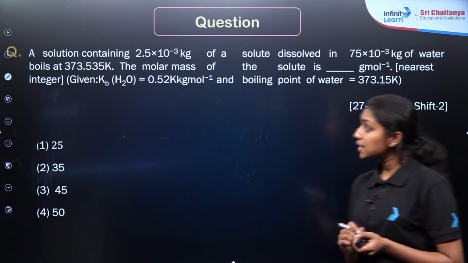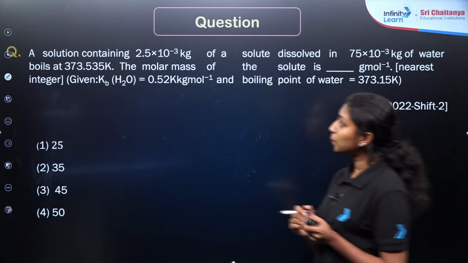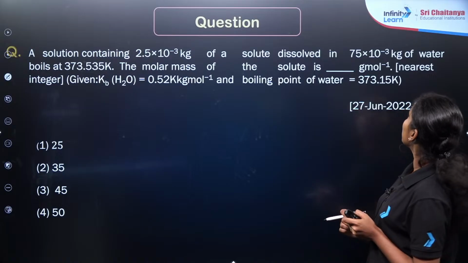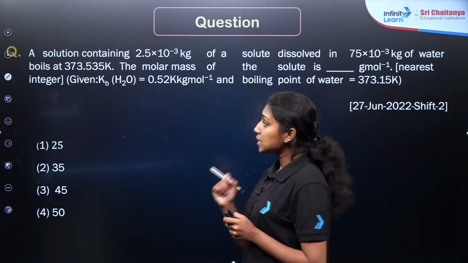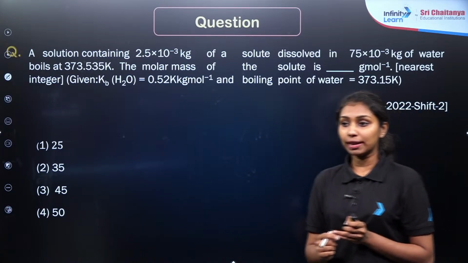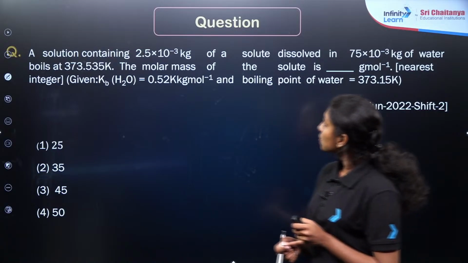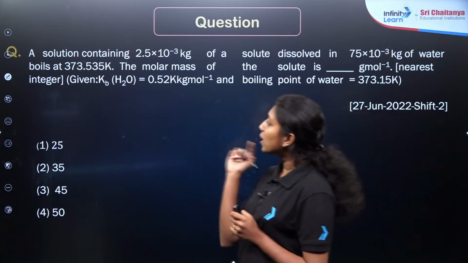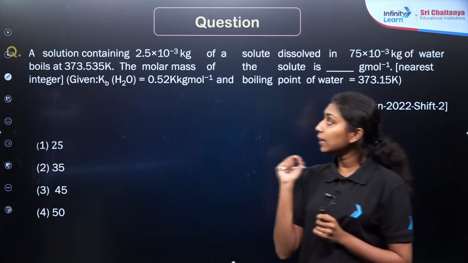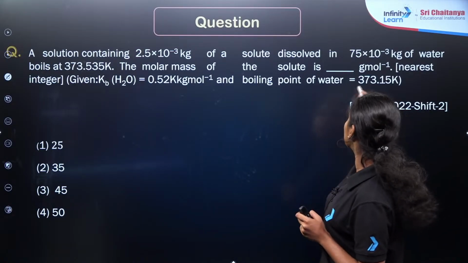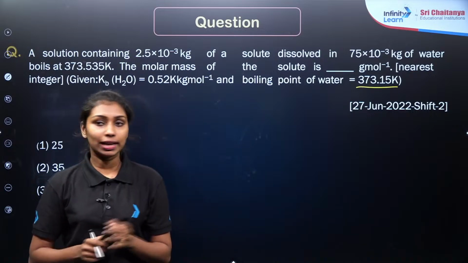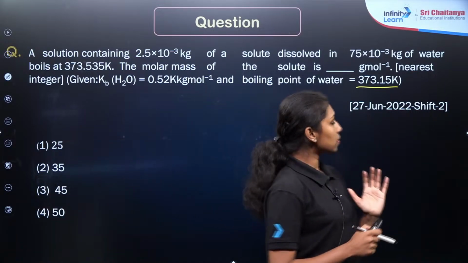The question is: a solution containing 2.5 into 10 to the power minus 3 kilogram of a solute dissolved in 75 into 10 to the power minus 3 kilogram of water boils at 373.535 Kelvin. We need to calculate the molar mass of the solute. The Kb value of water is 0.52 Kelvin kilogram mole inverse, and the boiling point of water is 373.15 Kelvin. What is the molar mass of the solute?